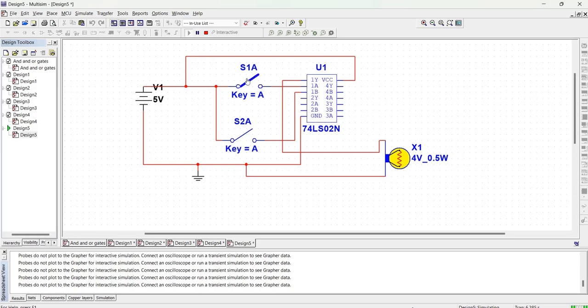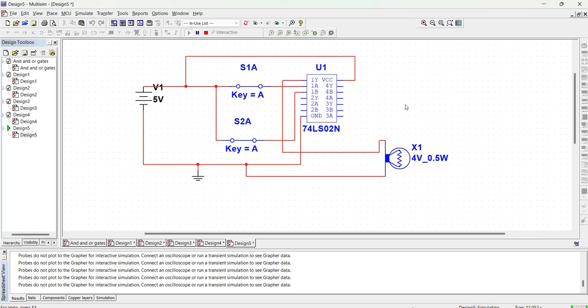So when we switch on one and switch off the other one, you see we have a low output. When we switch on this and switch off this, we have a low output, meaning we have a high input, a low input here, and the output is low. So if we also have a high input, we are going to have a low output. So this is how a NOR gate operates.